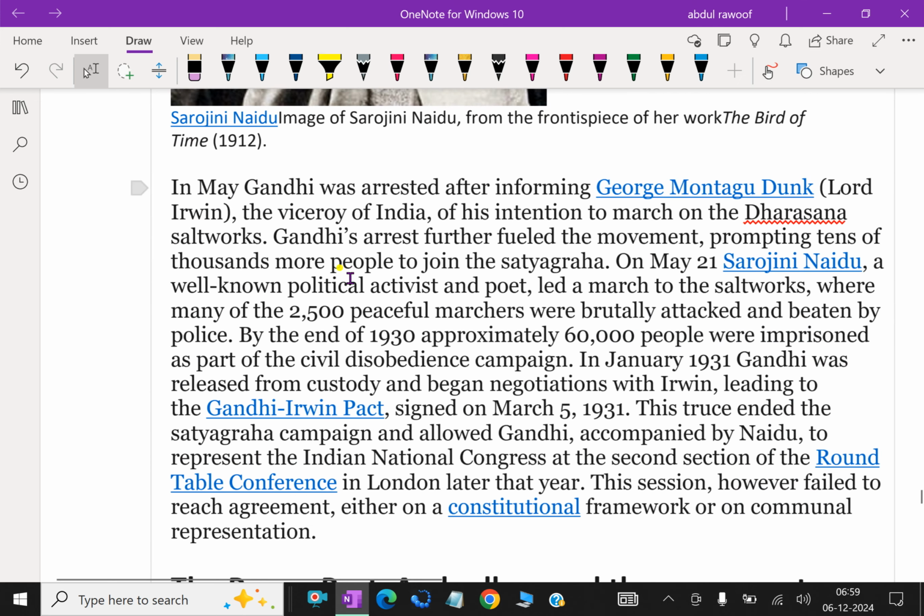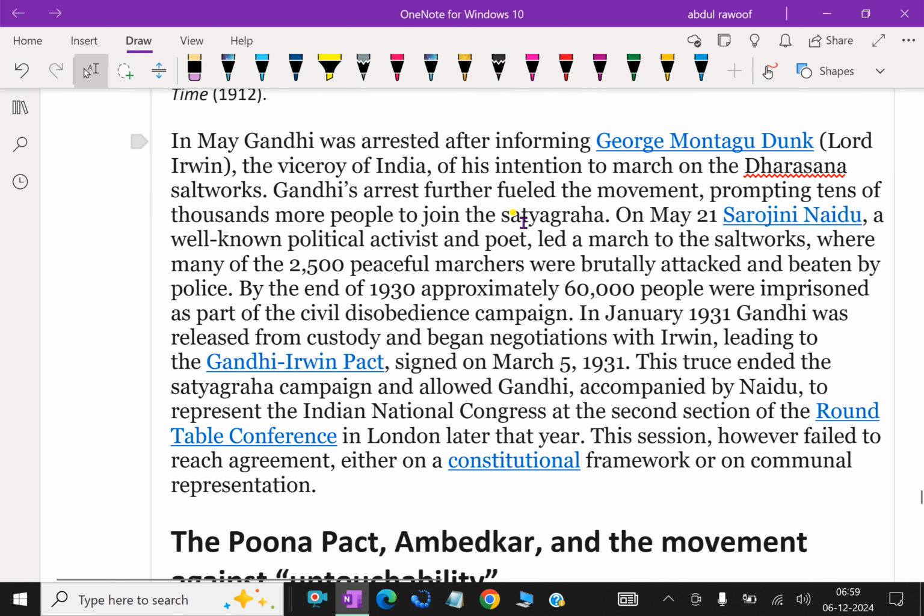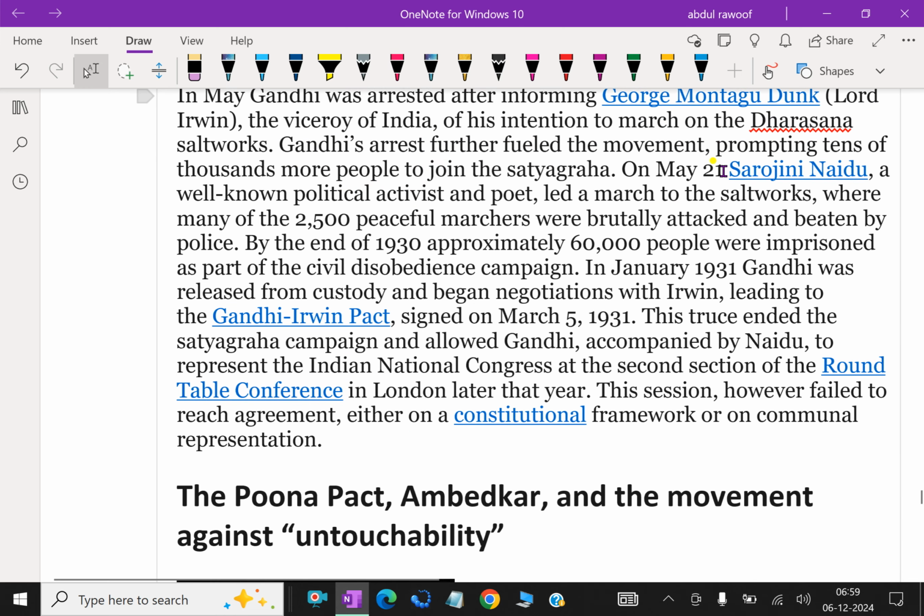In May, Gandhi was arrested after informing George Nathaniel Curzon's successor, Lord Irwin, the Viceroy of India, of his intention to march on the Dharasana saltworks. Gandhi's arrest further fueled the movement, prompting tens of thousands more people to join the Satyagraha.